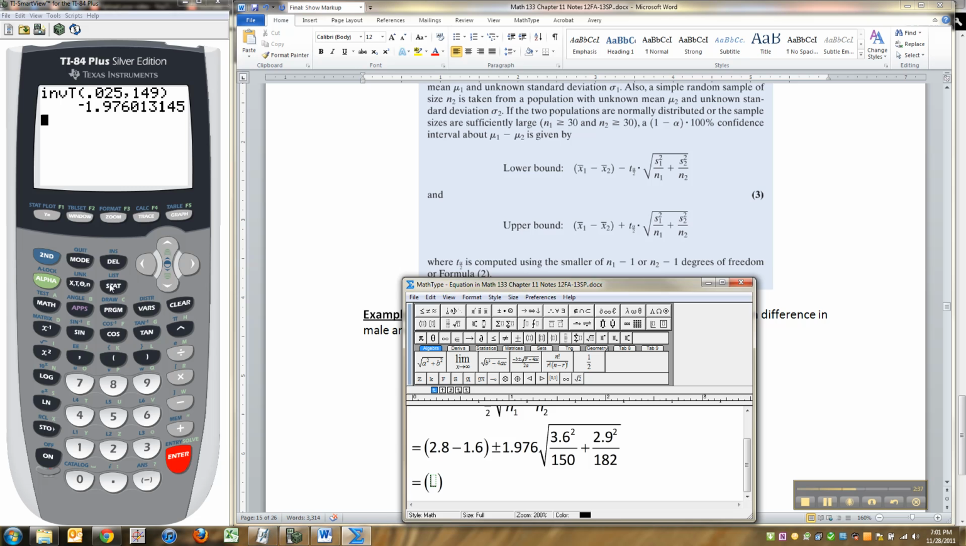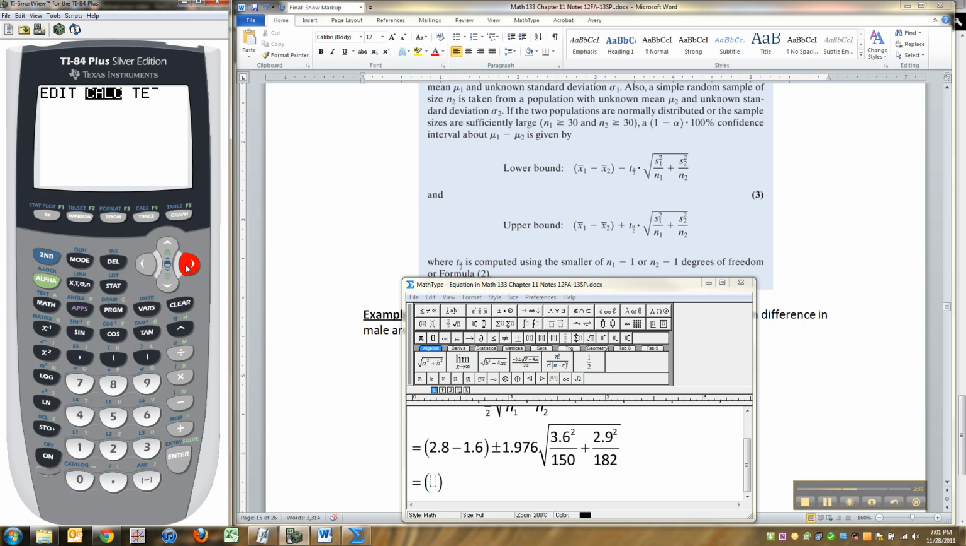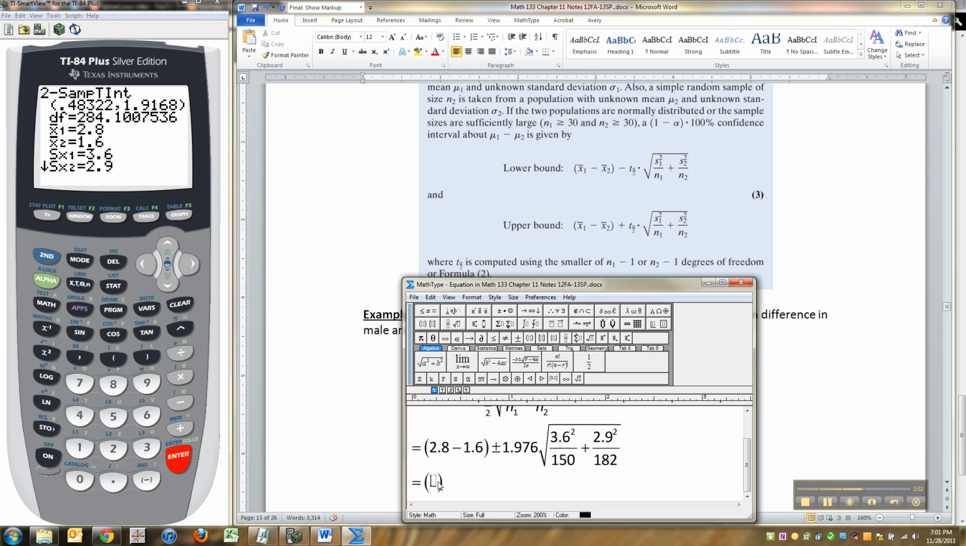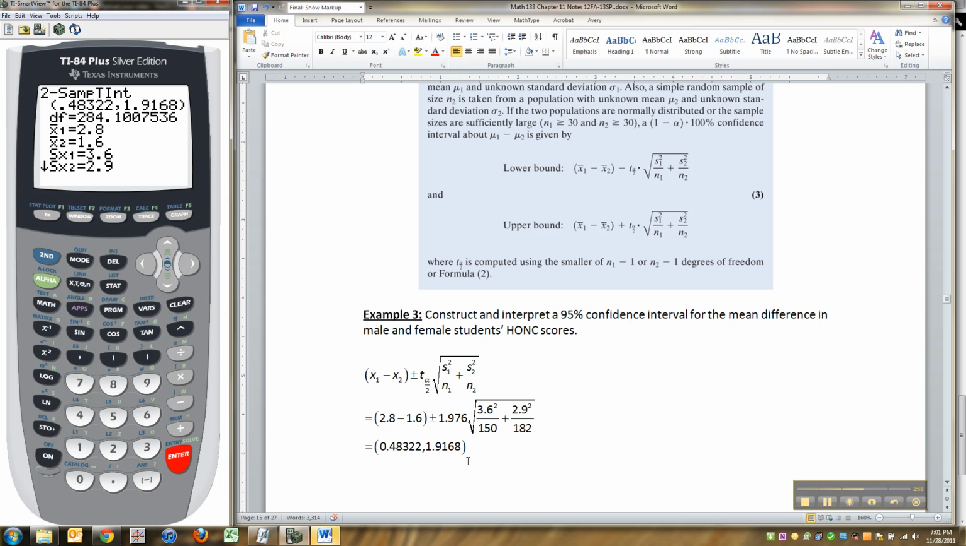Now, I should have written that answer. I did it again. So stat, tests, it's number 0. I've got everything typed in, so I just got to go down. Calculate. And there's the answer, 0.48322, comma 1.9168. Notice again, by the way, that 0 is not in there, right? That's because there is a significant difference between men and women in this, okay?